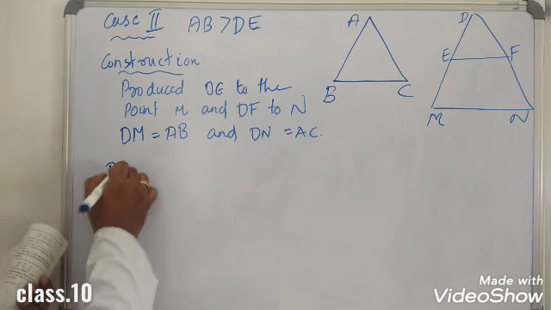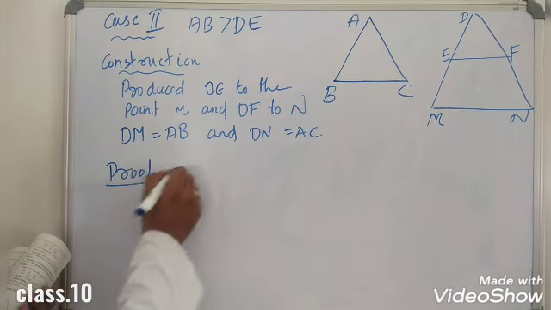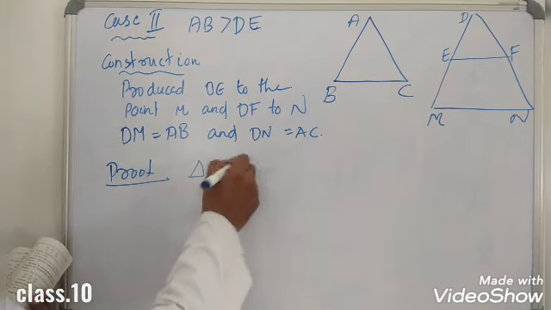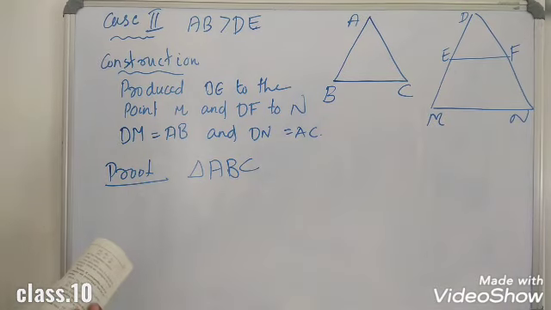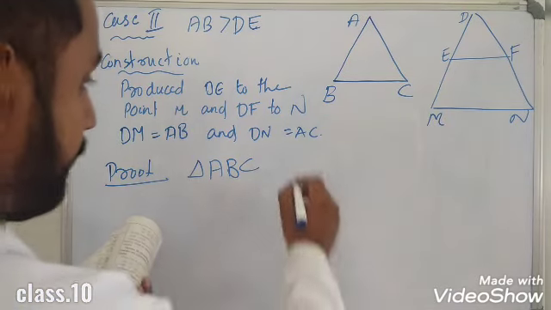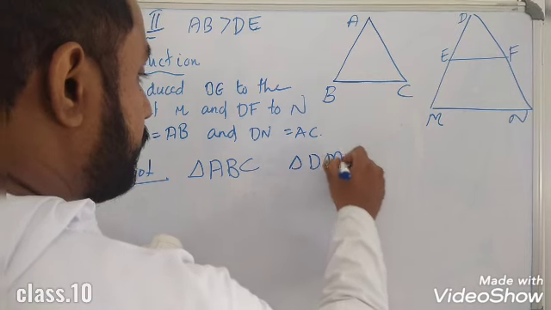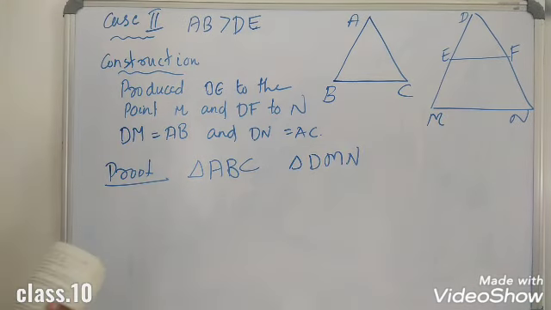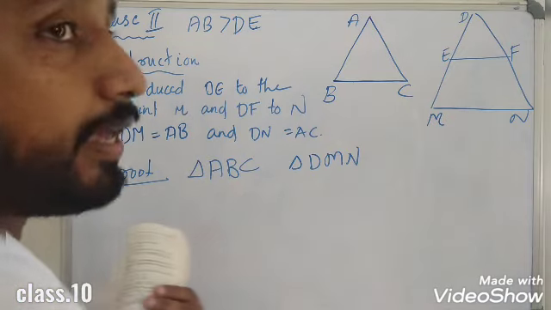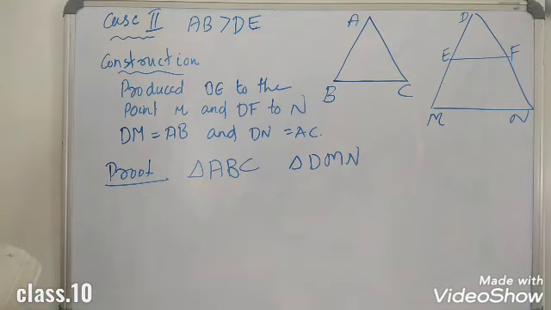So let us consider triangle ABC and triangle DMN. We have to prove all the sides are in the same ratio. That's what we are going to prove. So, triangle ABC and triangle DMN.